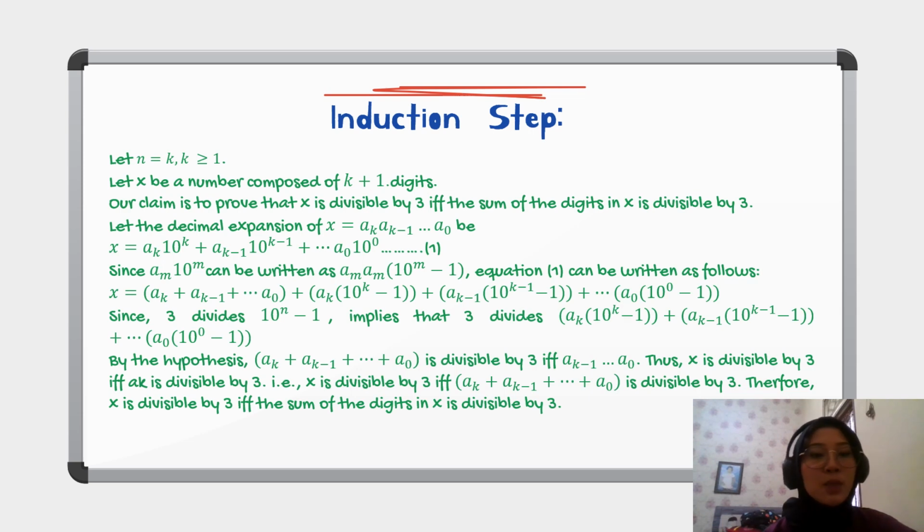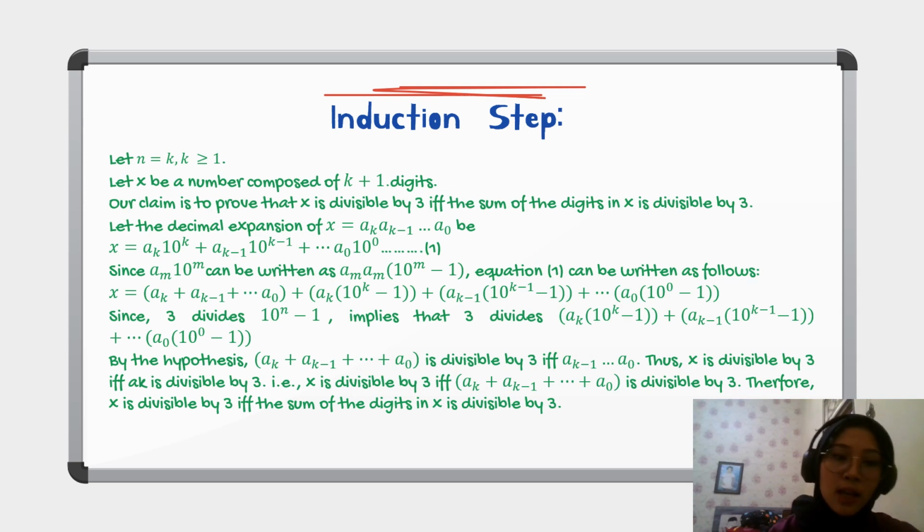Let the decimal expansion of x equal a_k, a_(k-1), until a_0. Then x equals a_k times 10 power k plus a_(k-1) times 10 power k minus 1, until plus a_0 times 10 power 0. This is equation 1.